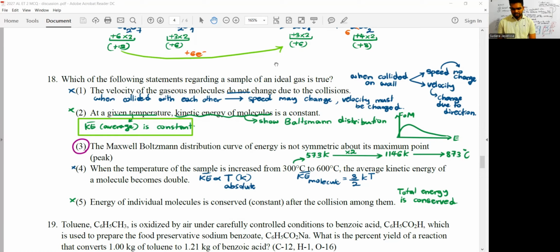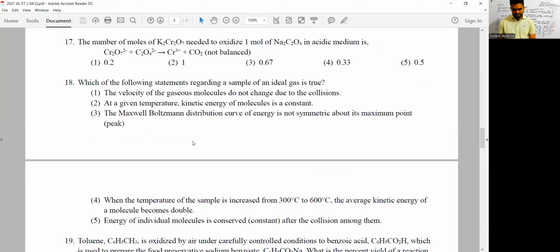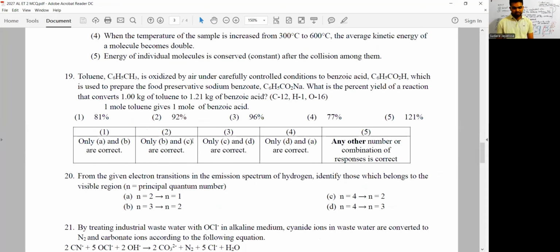Right. Now let's go to the next question. Next question, 19th question. It's a small chemical calculation question. I saw most of you got troubled here. But anyway, I'm going to explain it fully. Just read the question by taking a minute.